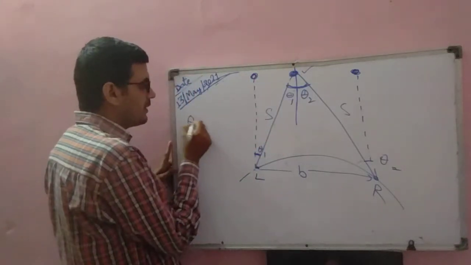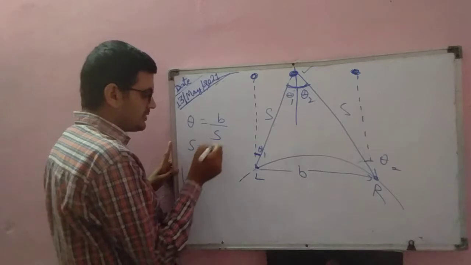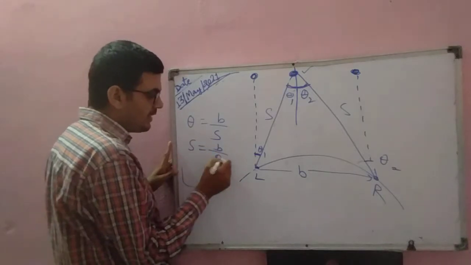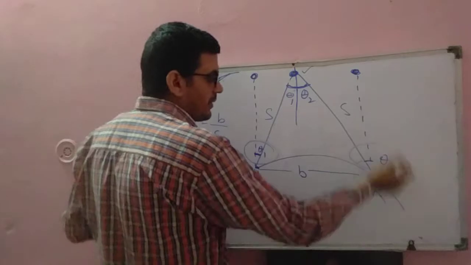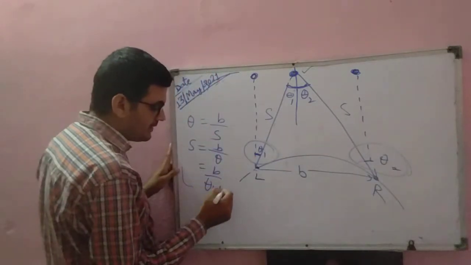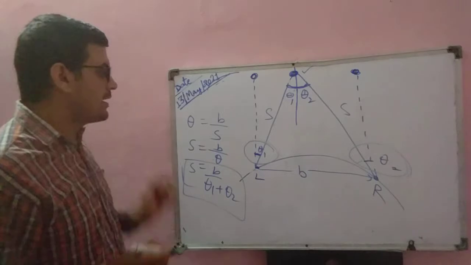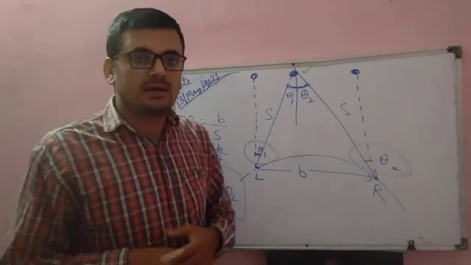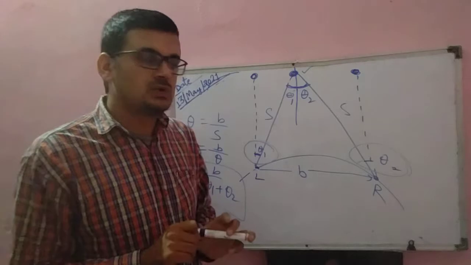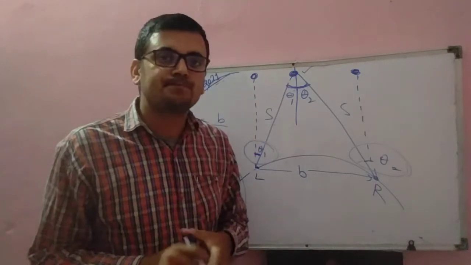How? Theta equals arc over radius, so s will be b upon theta. The value of theta can be calculated by finding out the values of theta 1 and theta 2. So student, this is the parallax method. Many times it will come in 12th, you have to use this method also. So it is necessary to explain this topic.